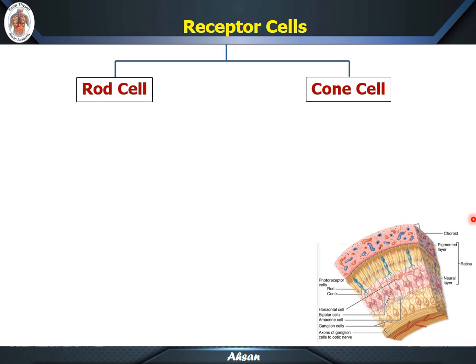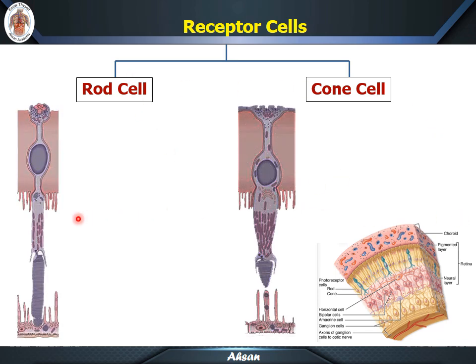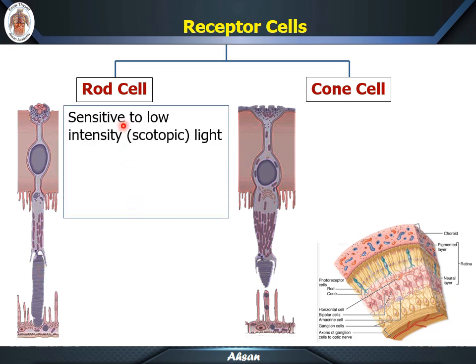Two types of receptors are there in the retina: rod cells and cone cells. In the figure, you see the cell portion that remains in the outer part, the nucleus, and the cone and rod remain in the inner part, closer to the inner surface. As per the shape of this part, it is named cone, and this is named rod.